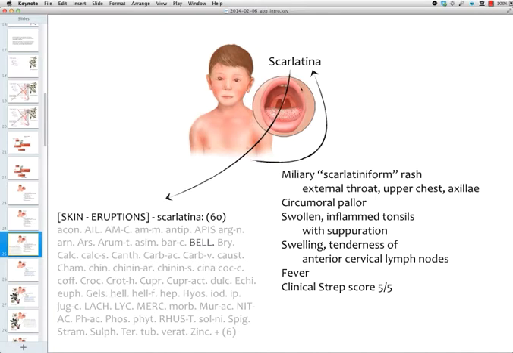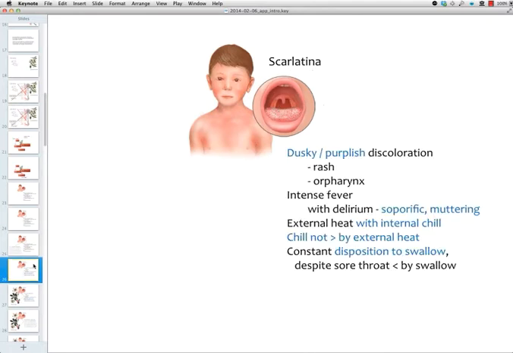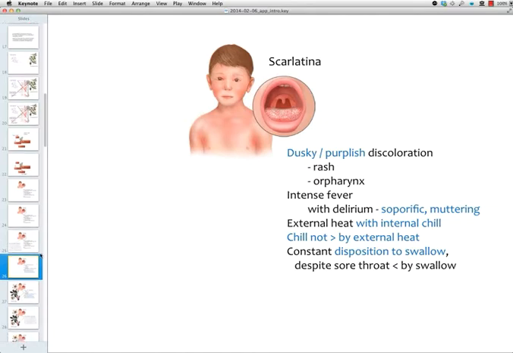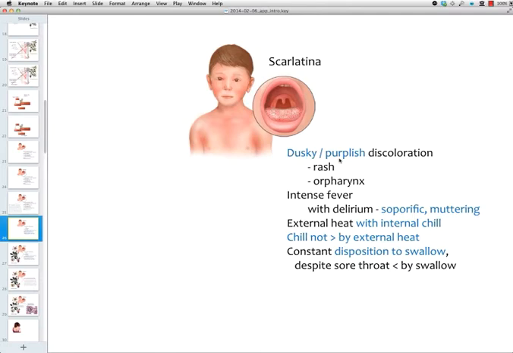So yes, it can help us to say this is scarlatina. It doesn't tell us which remedy to use, but it gives us a field of likely possibilities. Now what we have to do is say what are the symptoms of this individual that might pull us away from a more generic definition of this case. So here we have a dusky purplish discoloration rather than the typical bright red, both of the rash and of the oropharynx.